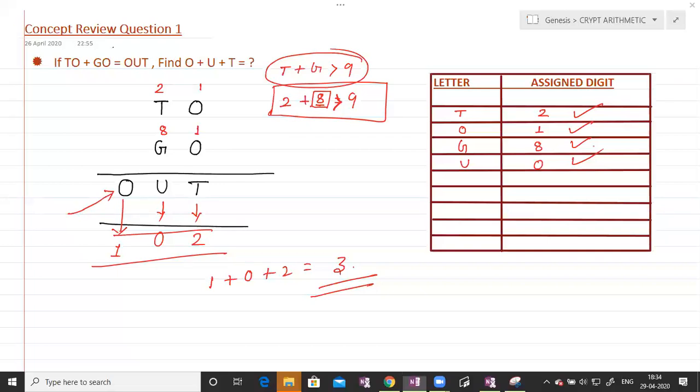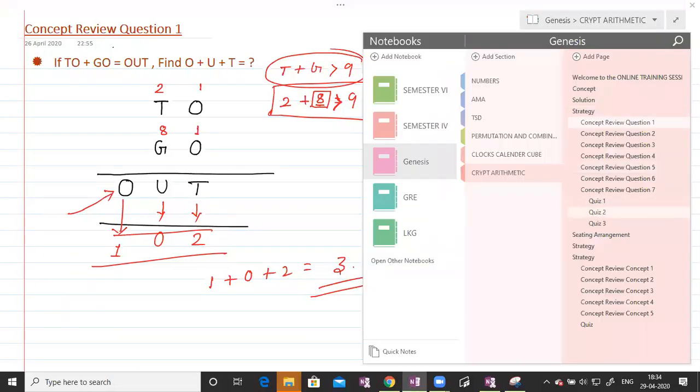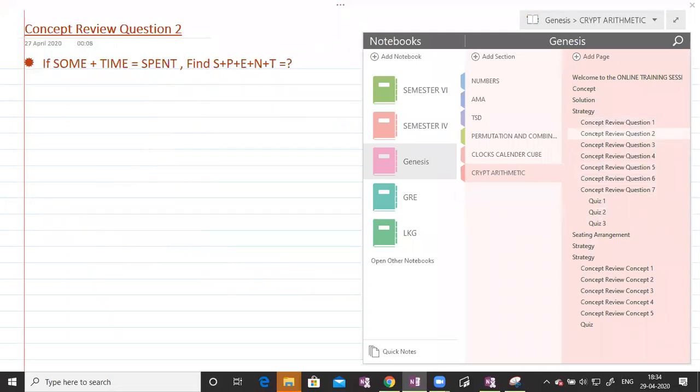So no problem. Shall we go for the next question now, friends? If you tell me yes. Everybody? Right, Sharmila. Great, Viva. Let's go for the next one. Here we go.